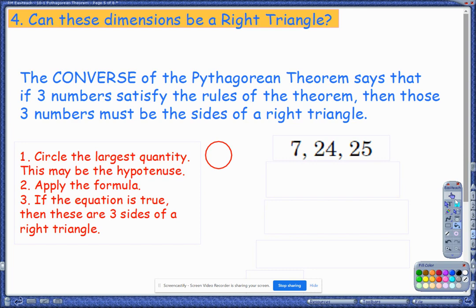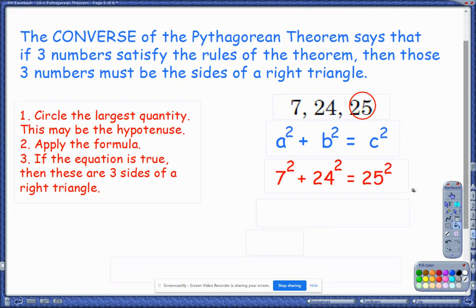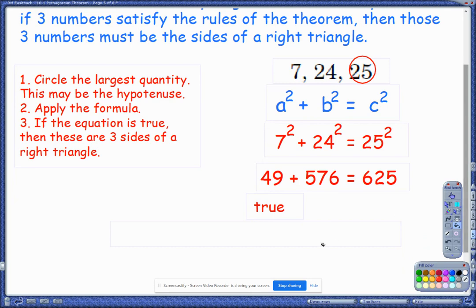So I have 7, 24, 25. It looks like 25 is the largest number, so I'm going to circle it. And that tells me that that is my C. So now I'm going to use my formula. And I'm going to substitute for the numbers and do the left side calculation and the right side calculation in the calculator. And it turns out that 625 is equal to 625. That means these three sides can be sides of a right triangle. These are also known as Pythagorean triples, three numbers that satisfy the Pythagorean theorem.